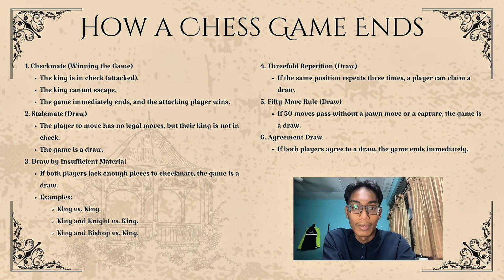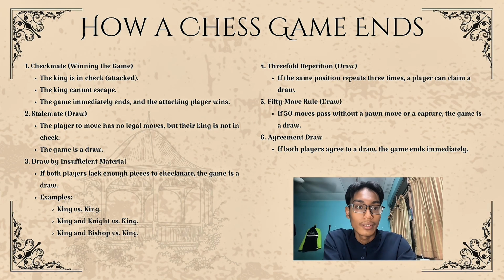Next is draw by insufficient material. This can happen if both players lack enough pieces to checkmate. The game is a draw. For example, king versus king, king and knight versus king, and also king and bishop versus king. Fourth is threefold repetition draw. If the same position repeats 3 times, a player can claim a draw.